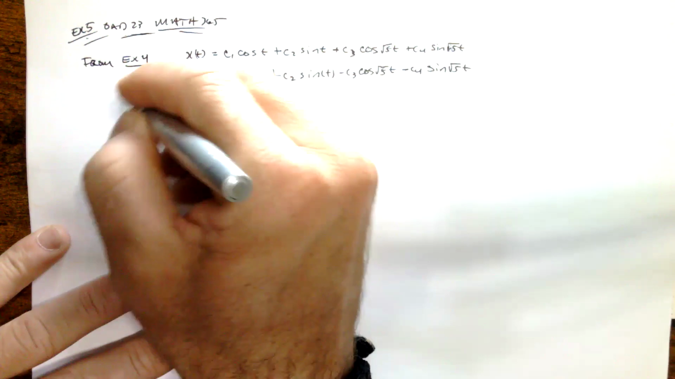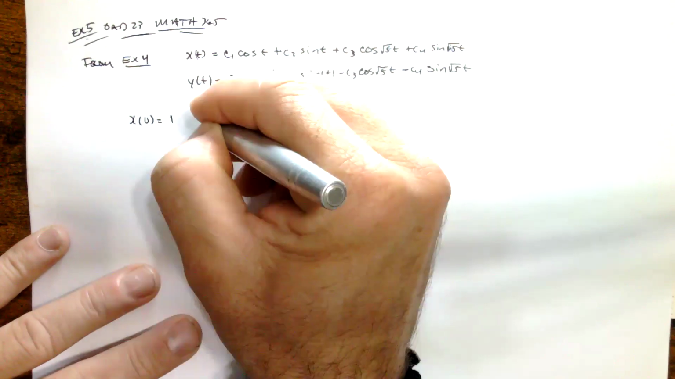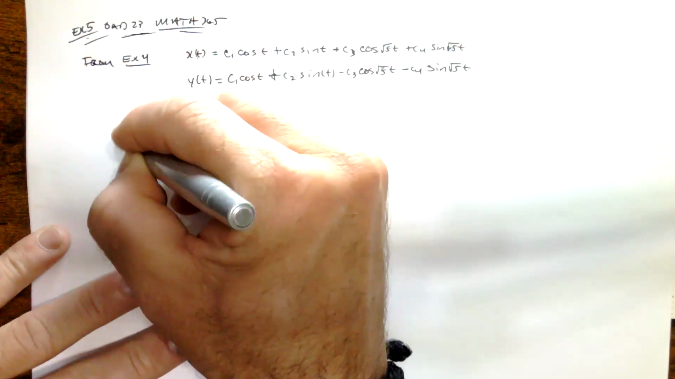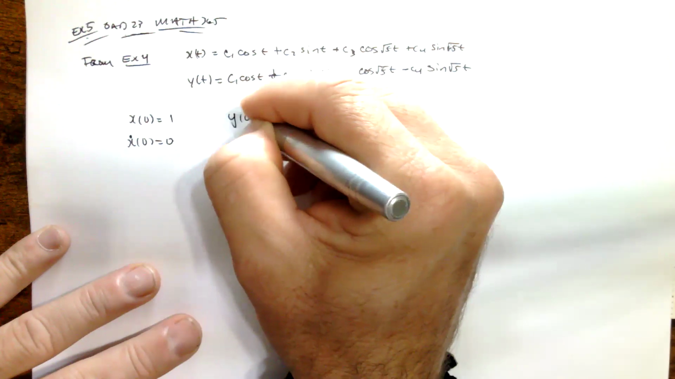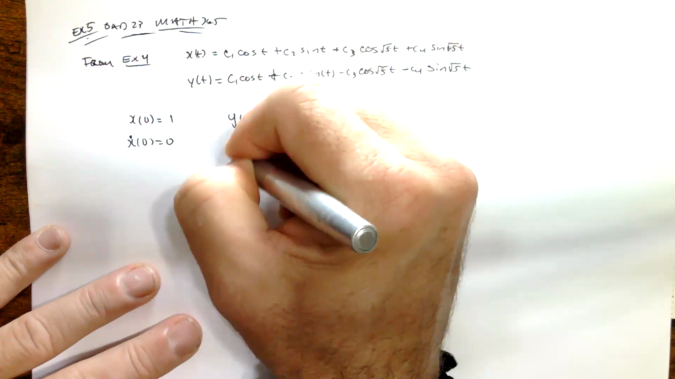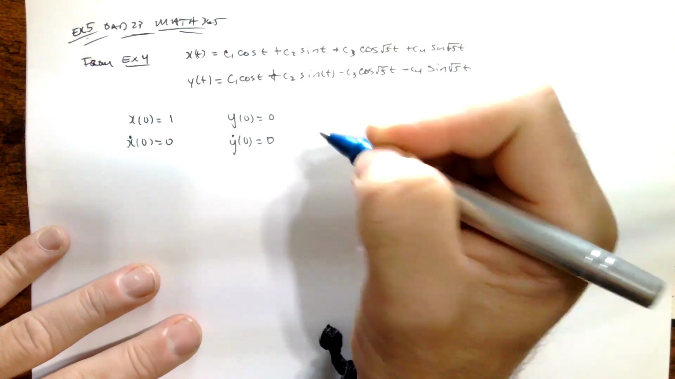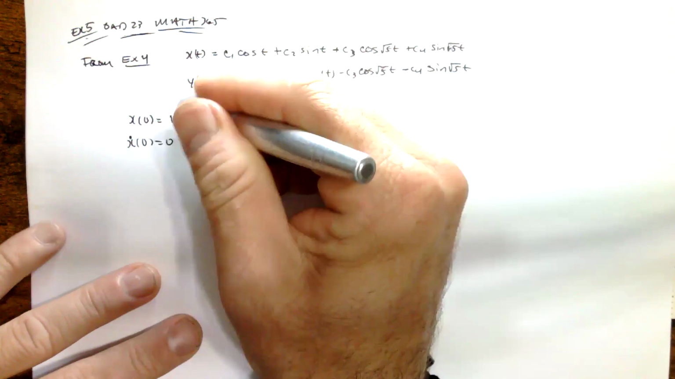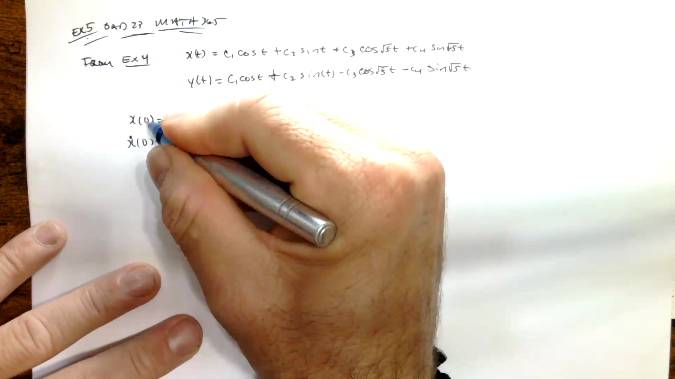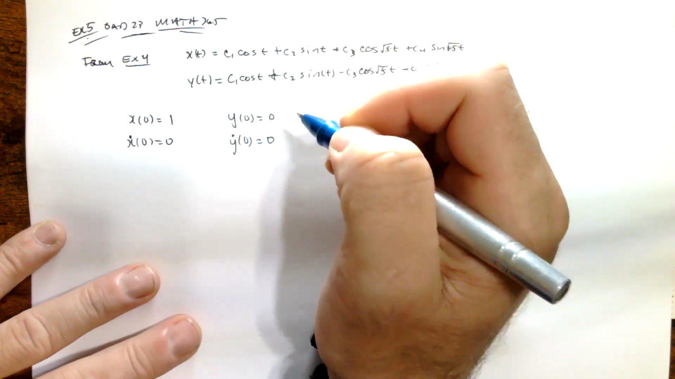In example 5, we're given the initial conditions that x of 0 is equal to 1 and x dot of 0 is equal to 0, and y of 0 is equal to 0 and y dot of 0 is equal to 0. Now we have four initial conditions and four unknowns. So we're going to substitute each of these values into this system and create a system of equations and a system of unknowns.